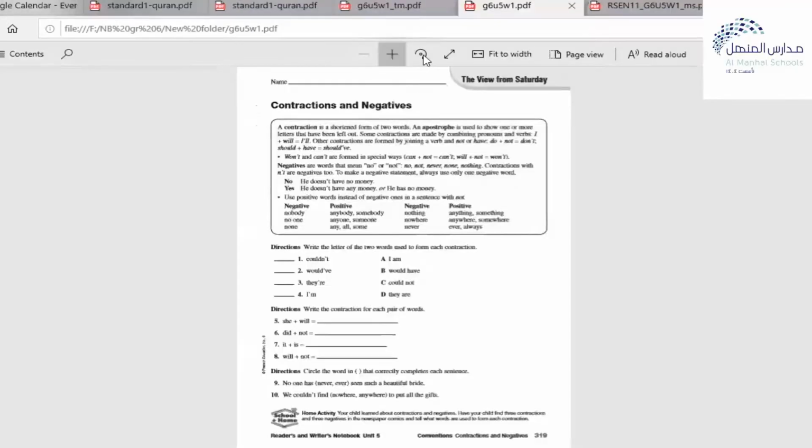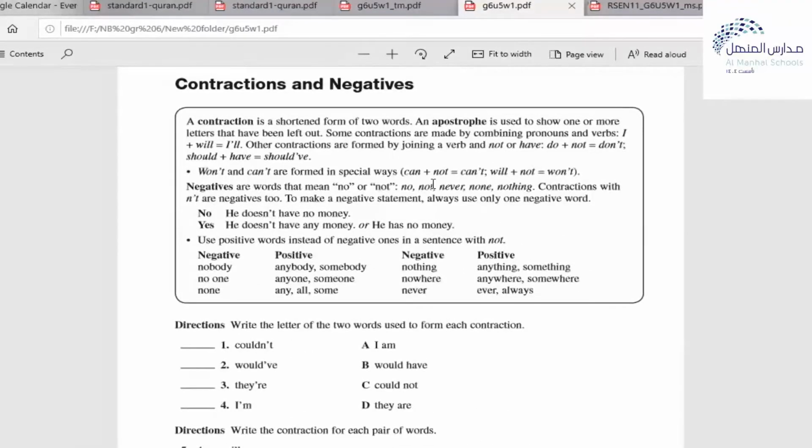This is what we're going to talk about. Grammar is contractions and negatives. The question is, what are contractions? What are negatives?